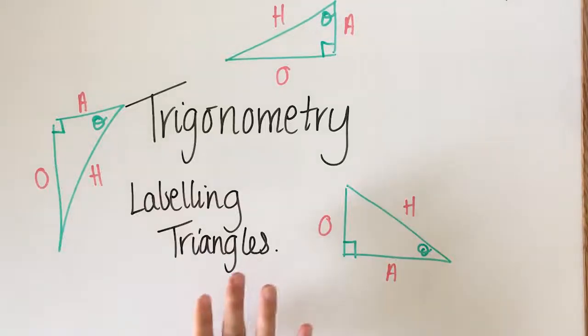Okay, so we're starting a new topic here. We're going to start trigonometry, and the first thing that we want to be able to do when it comes to trigonometry is learn how to label the side lengths in triangles.